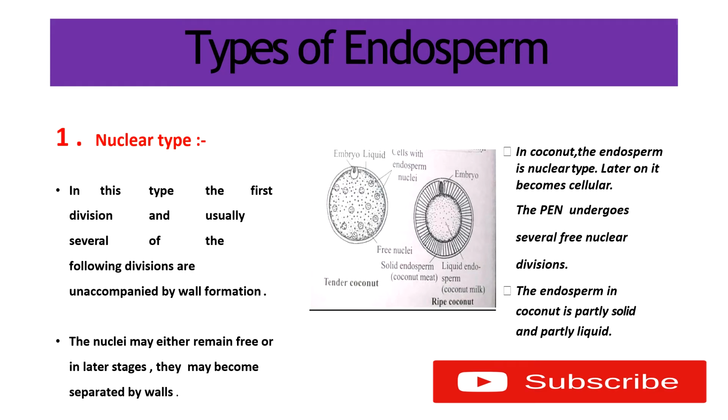In some cases the nuclei remain free, which means they never form cell walls, or sometimes the first few or many divisions occur by free nuclear division, and later separating walls may form.